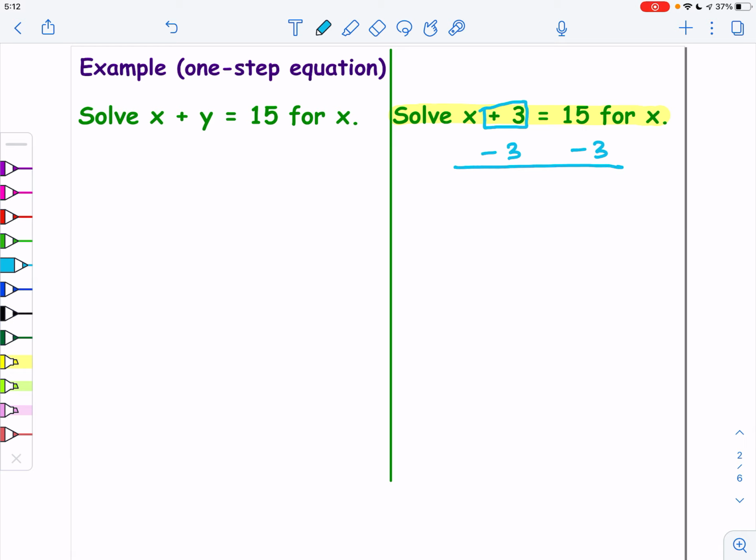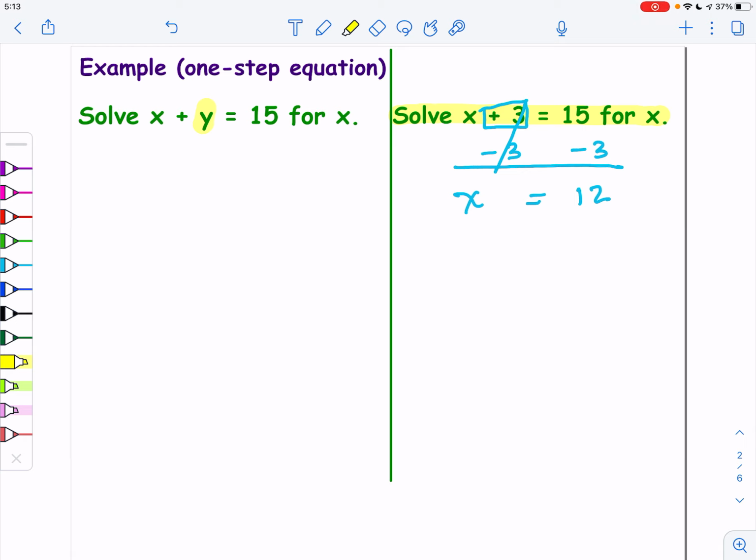3 minus 3 is 0, so that's gone, eliminated. You have x left, and then 15 minus 3 is 12. That is your answer. You have left x by itself. We will apply the same steps on the left. As you can see, the only difference here is that you have a y where your 3 was.